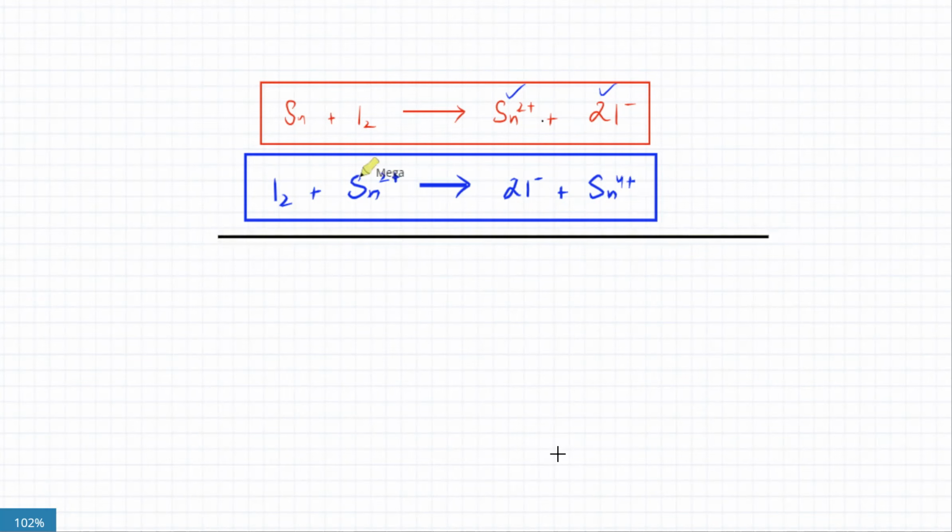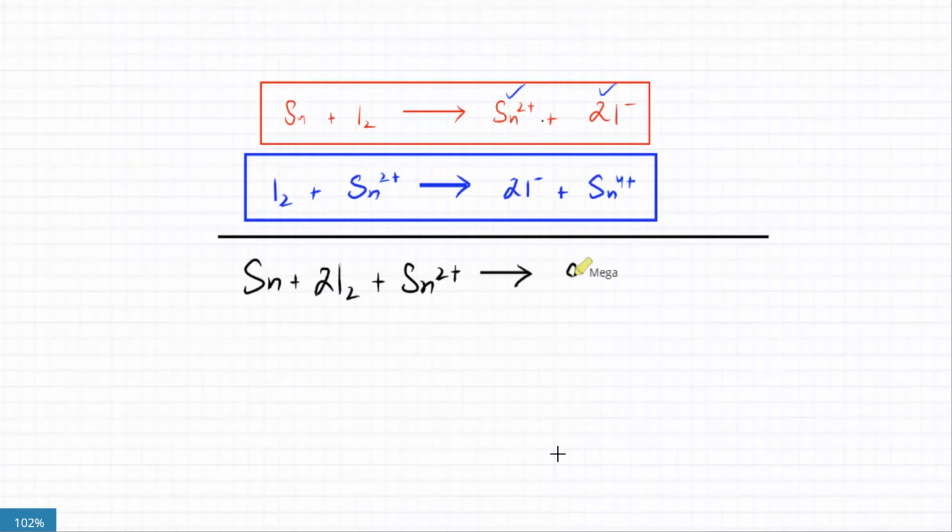So on the left side, it's Sn. So just Sn plus, I think, 2I2. There's I2 plus I2, so 2I2, plus what else? There's Sn2+ there. And the products, what are your products? In the top equation, it's Sn2+. And then there is, I think, 4I⁻. And then there is Sn4+. And this thing will get cancelled out because it's appearing on both sides.